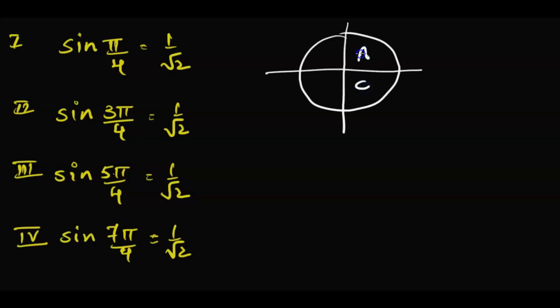Now we know according to the CAST rule, all values are positive in the first quadrant, sine values are positive in the second quadrant, tan values are positive in the third quadrant, and cos values are positive in the fourth quadrant. Sine pi by 4, because pi by 4 lies in the first quadrant, is going to be positive. Sine 3 pi by 4, because the 3 pi by 4 angle lies in the second quadrant, is also going to be positive. However, sine 5 pi by 4 that lies in the third quadrant and sine 7 pi by 4 that lies in the fourth quadrant would have negative 1 over root 2 ratios.